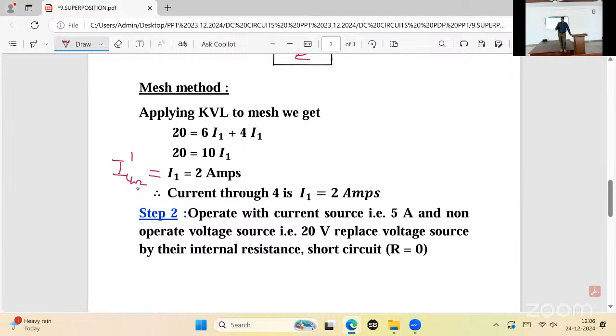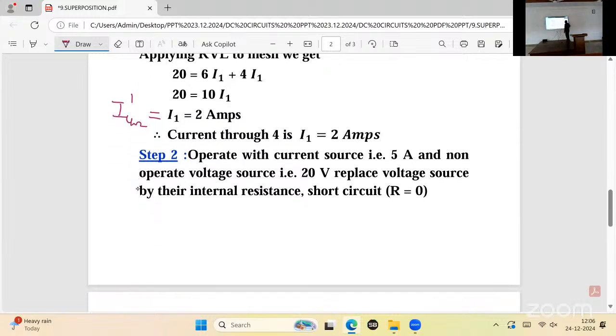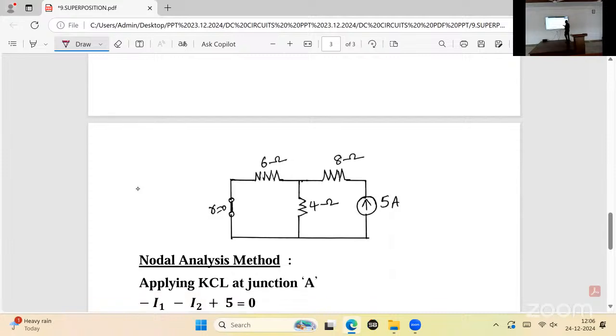Draw the diagrams. After making a sentence, draw the diagram by seeing the original diagram. Now go for the original diagram. This is the diagram. Yes, short circuited. Voltage source is short circuit. What is the value of short circuit? R equal to 0. This is the standard diagram.